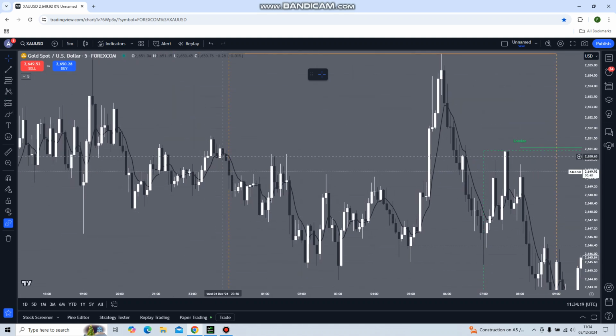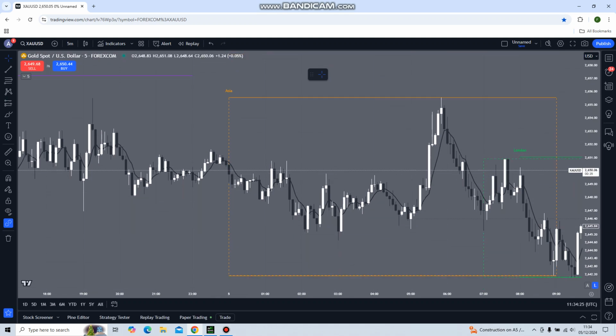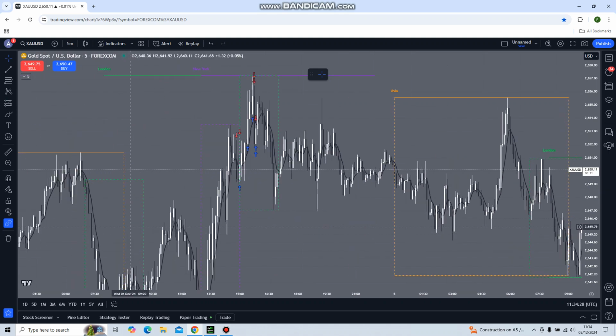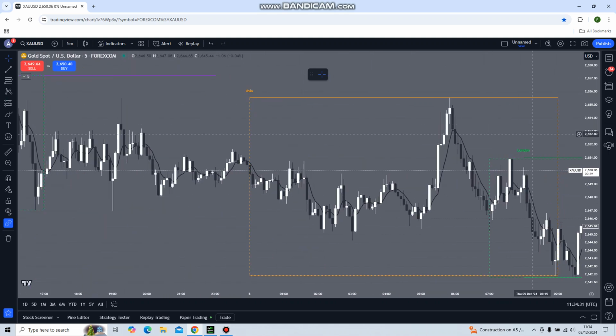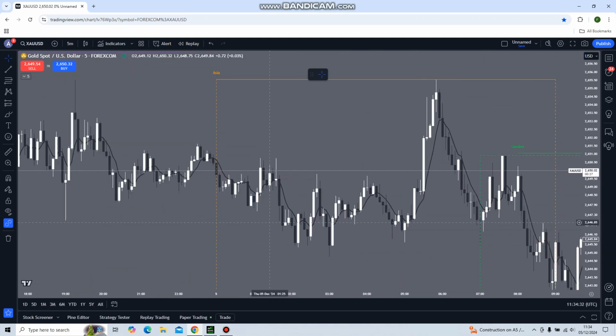First of all, before you come to the start of the session, I've got some indicators which are plotting the Asian session, London session, and you will see the New York session as well. Okay, so I've got this indicator, then I've got a 5 EMA, which is on the 5-minute chart.